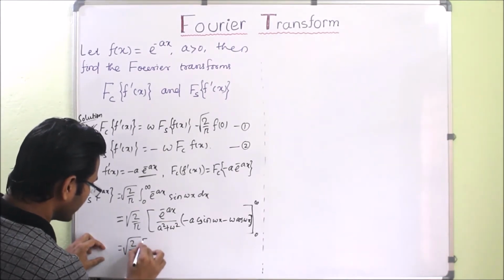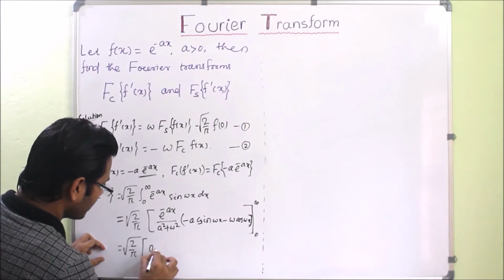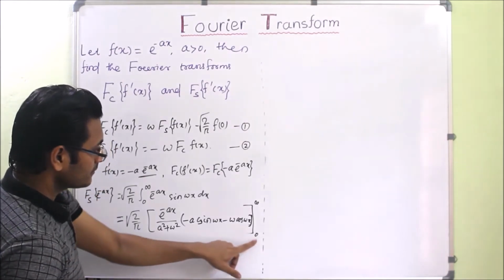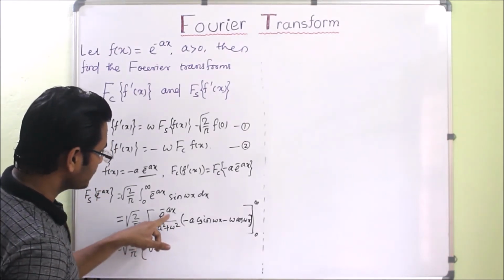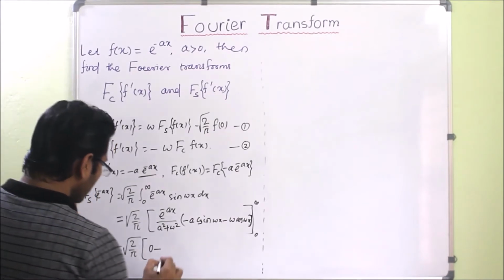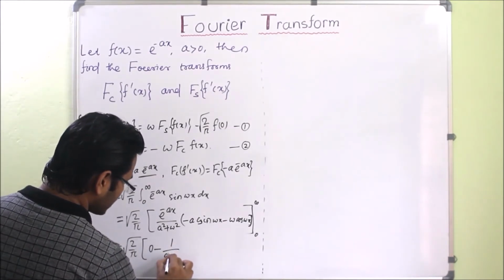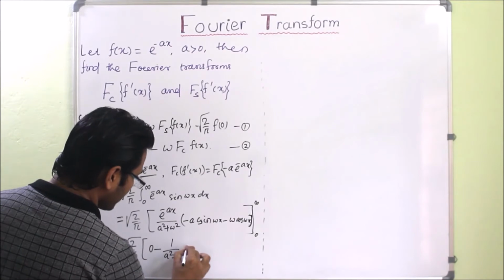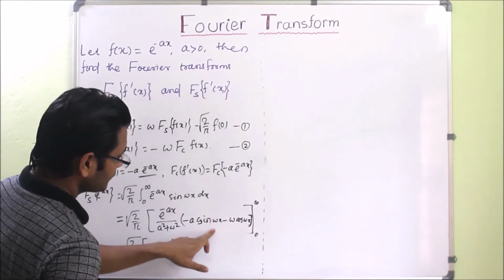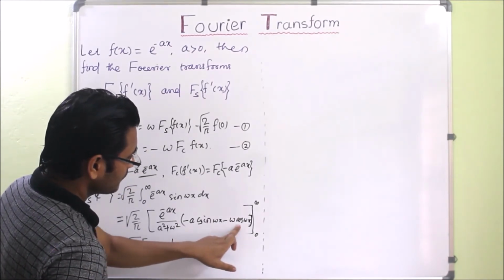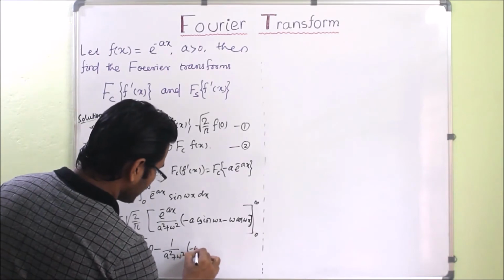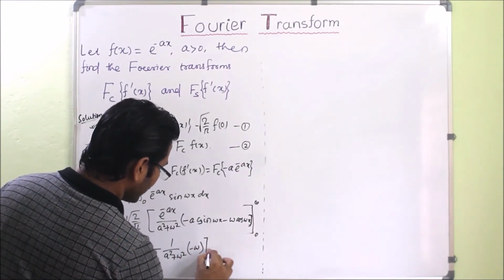Square root of 2 by pi whole into 0, then minus of, then we will apply 0. So, e to the power 0 will be 1. So, 1 will be 1 by a square plus w square whole into a sine 0 will be 0, minus w cos 0 will be minus w, okay. So, finally, what we got?